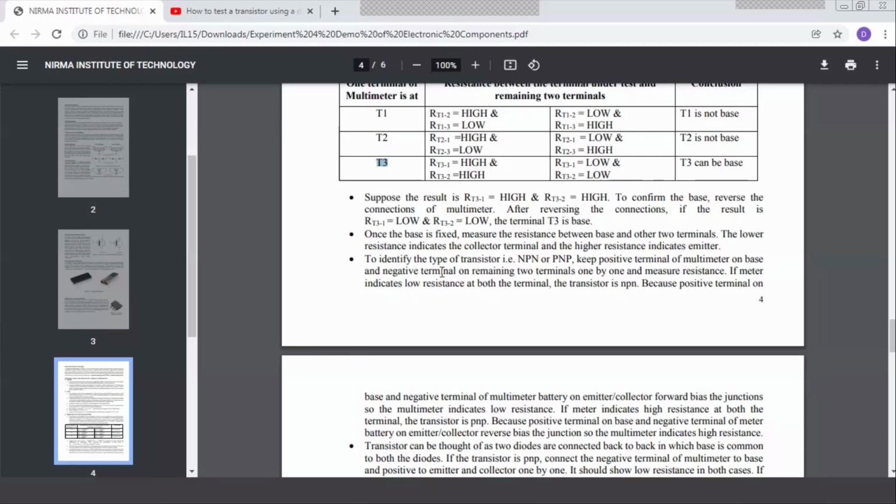To identify the type of transistor, if you want to identify the transistor as NPN or PNP, keep the positive terminal of the multimeter on base and the negative terminal on the remaining two terminals one by one and measure resistance, right? If the meter indicates low resistance at both the terminals, the transistor is NPN, because positive terminal on base and negative terminal of multimeter battery on emitter and collector forward bias the junction, so the multimeter indicates low resistance, right?